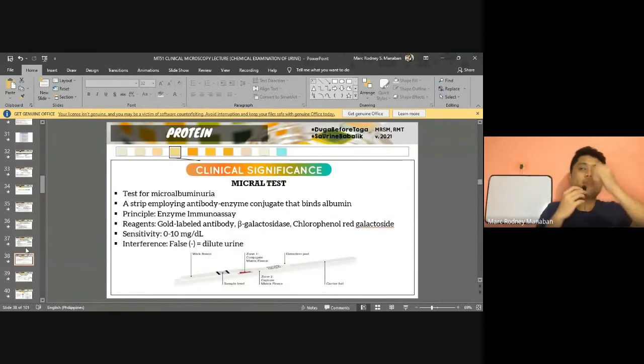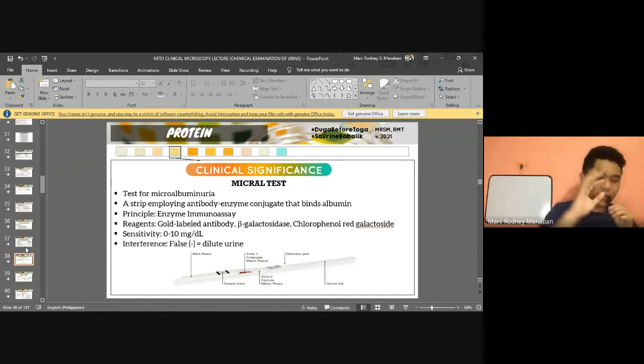Because again, microalbumin is one of the important tests for detection of diabetic nephropathy. As we have mentioned in ClinChem, microalbuminuria is one of the earlier, if not the earliest, indications of kidney involvement in patients with diabetes, or the earliest indication of diabetic nephropathy. When you say microalbuminuria, it's the excretion of albumin in little amounts in the urine.